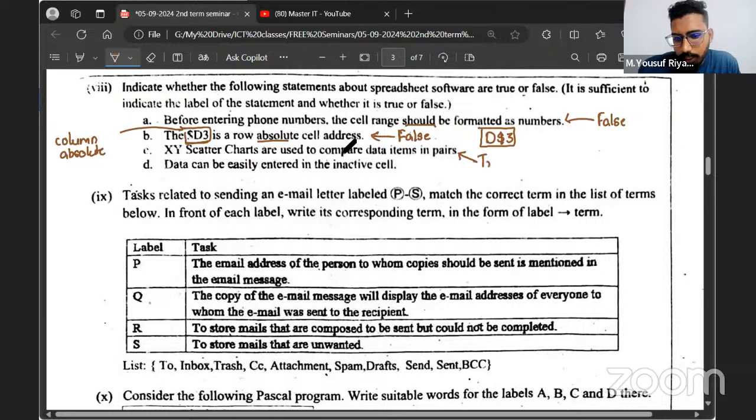Yes, that statement is true. You can compare data in pairs in an XY scatter chart. For example, let's say I want to show the sales of our company in every year. I can have January, February, March, every month, and here I can have the values, for example 100,000, 200,000, 300,000.